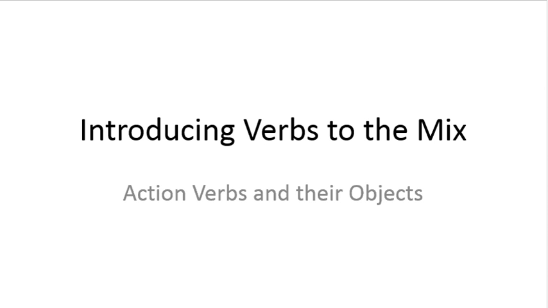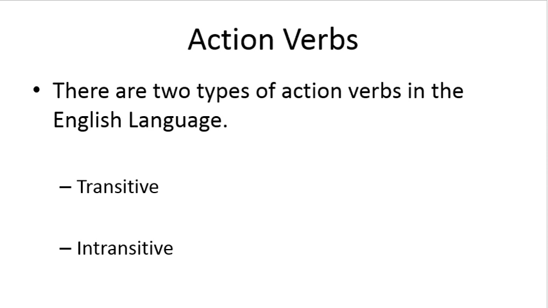For our third and final video over notes for functions, we are going to introduce the functions of verbs, action verbs as well as being verbs and their objects. First of all, there are two types of action verbs in the English language, transitive and intransitive. And to figure out which one is which, you've got to know what a direct object is and all that stuff. So we will cover all those things now.